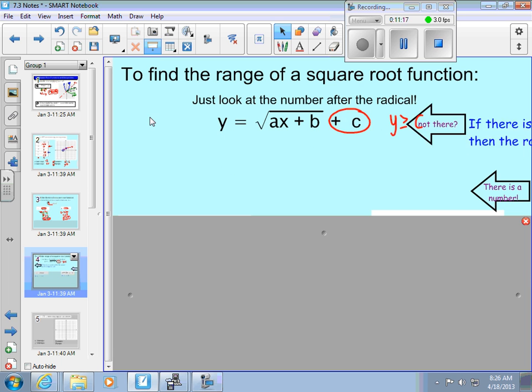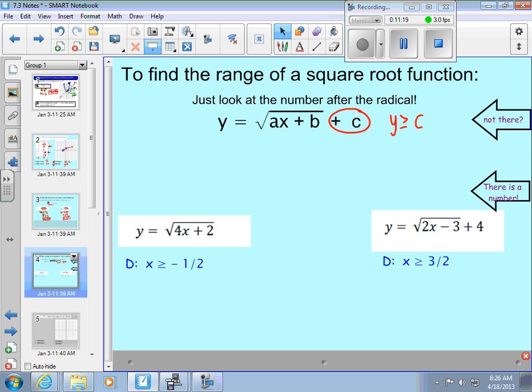Let's look at a couple examples again. We already looked at these two just a second ago. Found the domain. What's the range going to be? For this one, we want to look after the square root, after the radical. Is there any numbers being added or subtracted out here? No. So that's the case we just talked about. If there's no numbers, it's going to be y is greater than or equal to 0. That would be our range.